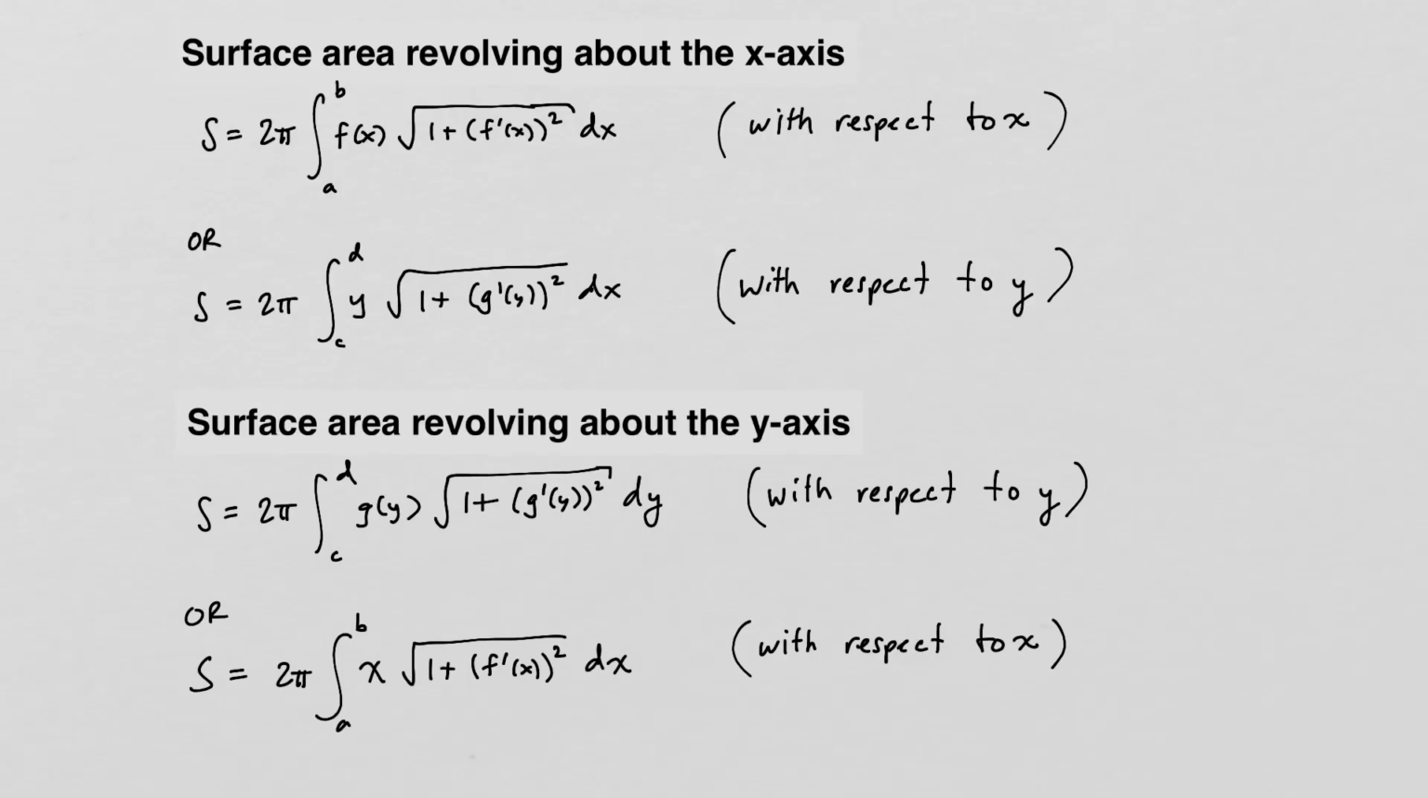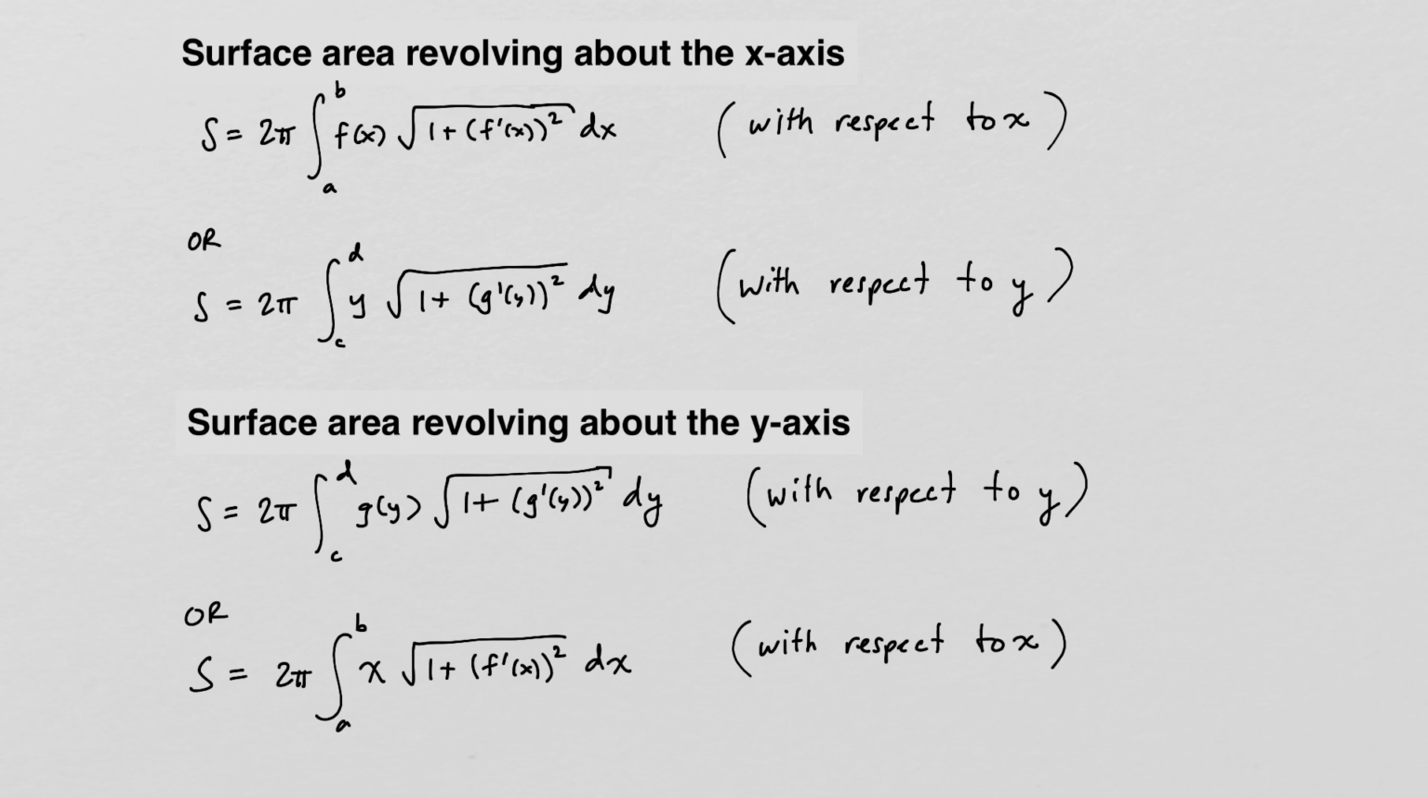So here is that first formula here. Now, when revolving a function about the x-axis, you can also do it with respect to y. So we have an alternative formula here. Now, please understand this is for functions revolving about the x-axis. So you can do it with respect to x, or you can do it with respect to y. Now, if you do it with respect to y, the limits of integration have to run along the y-axis. When you do it with respect to x, the limits of integration have to run along the x-axis.